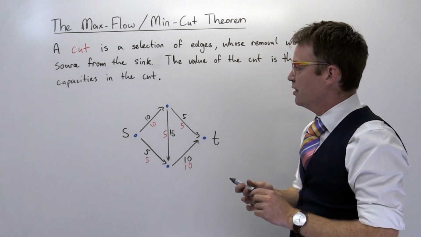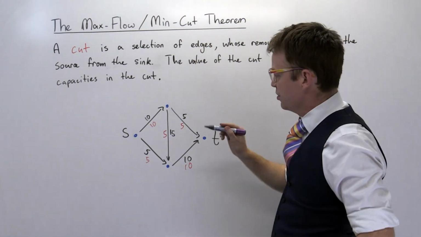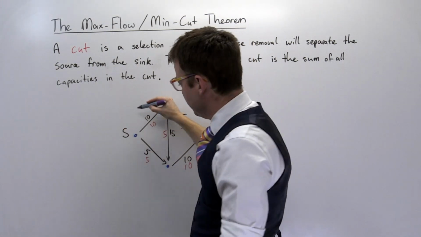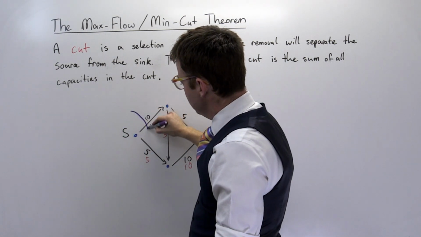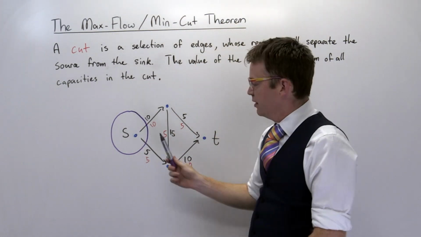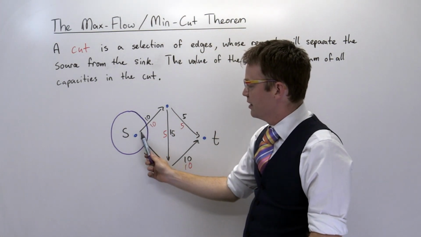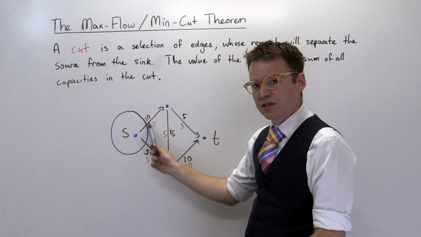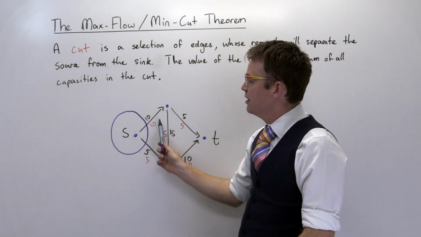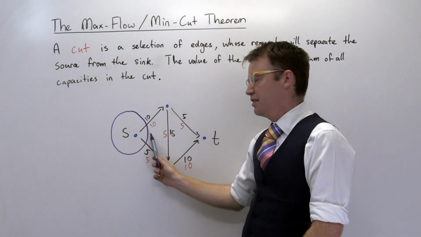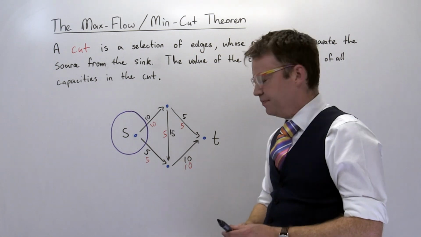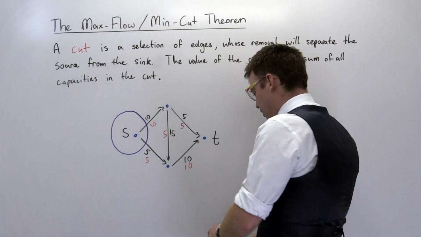So let's make a sample selection, shall we? This cut. Think about the cut as a fence, completely encircling the source. Now, the cut indicates that this edge here that it crosses is selected, and this edge here that it crosses is also selected. And the value of the cut is then 10 plus 5, which is 15. So that's one cut.